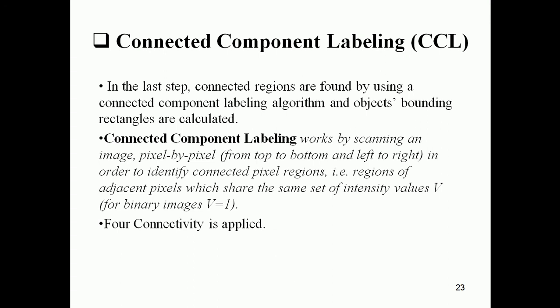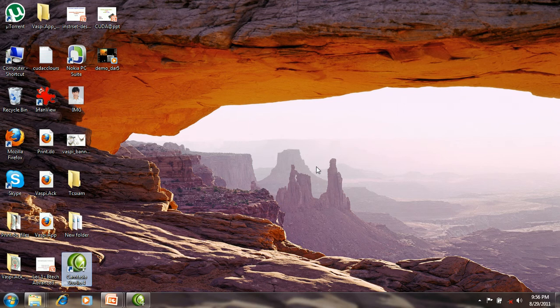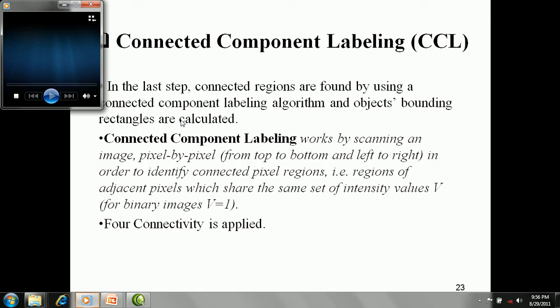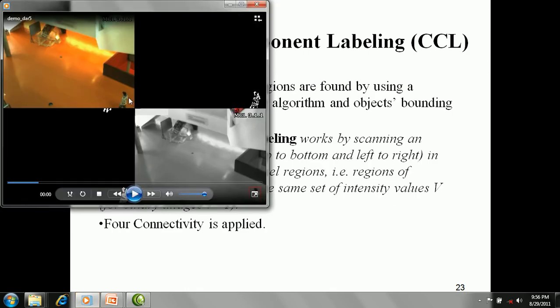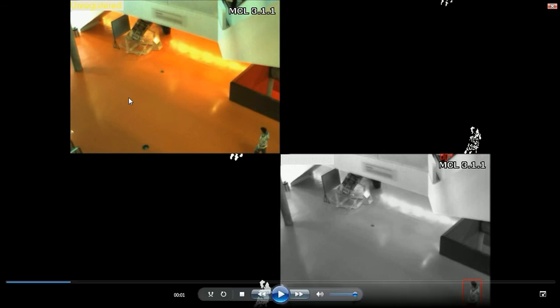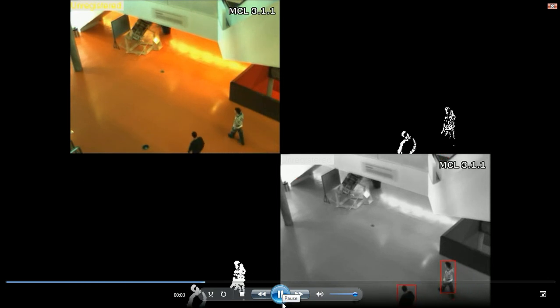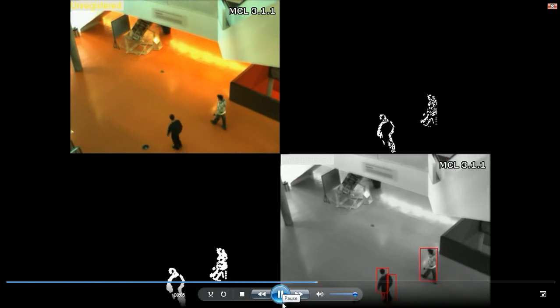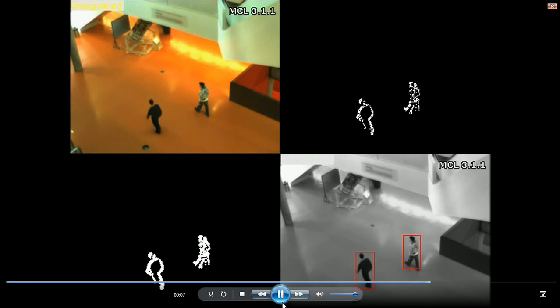Coming to our project, the video consists of 4 frames. In these 4 frames, the first frame corresponds to the input frame, the second frame is after background subtraction, the third frame is after morphological operations, and the fourth frame is the final output after CCL, connected component labeling. This is our project video. These 4 frames run simultaneously. This video is done using MATLAB.